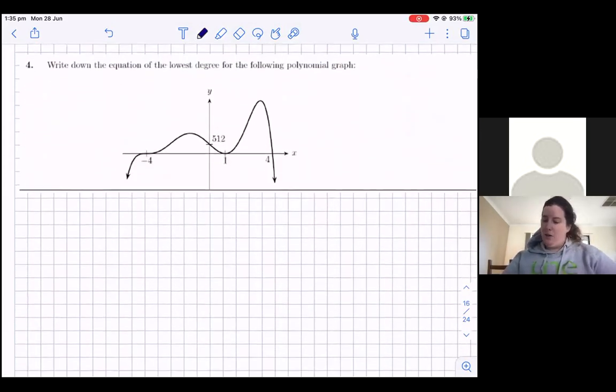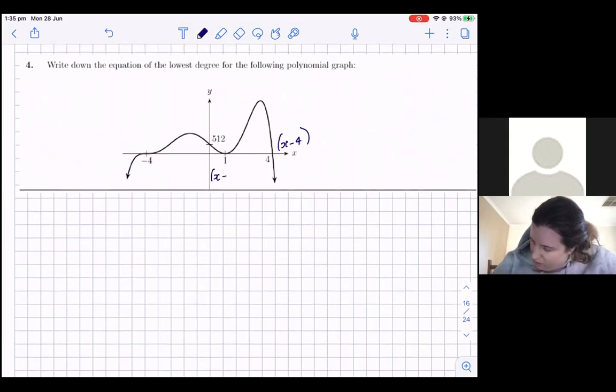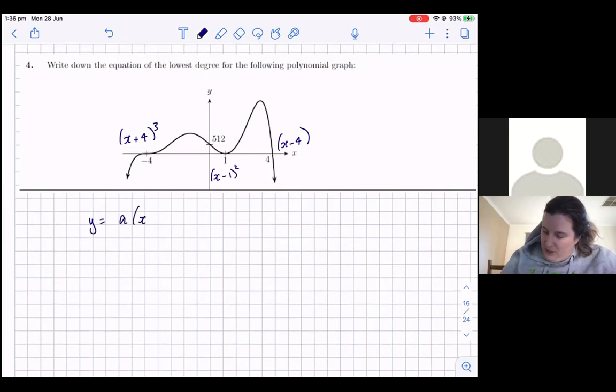The equation for the lowest degree, okay, so here's linear. So this one's going to be x take 4. Here looks like a parabola, so it's going to be x take 1 squared. Here looks like a cubic, so it's going to be x plus 4 cubed. And I don't know the number out the front. So we're going to have y equals a, x plus 4 cubed, x take 1 squared, x take 4.